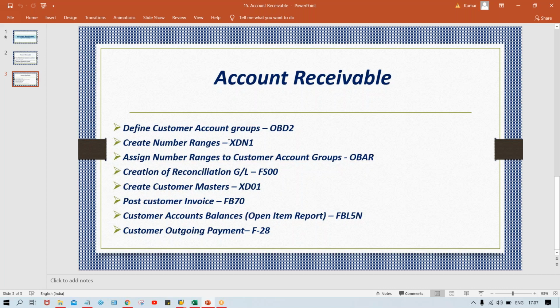Which master data? Customer, vendor, or GL? If he says GL account group, then it is a group of similar nature of GL accounts. If he says vendor account group, then a group of similar nature of vendor accounts. And if he says customer account group, then a group of similar nature of customers. This is how you have to answer, right?